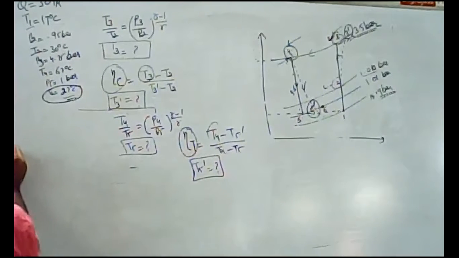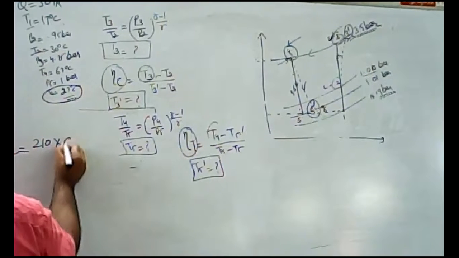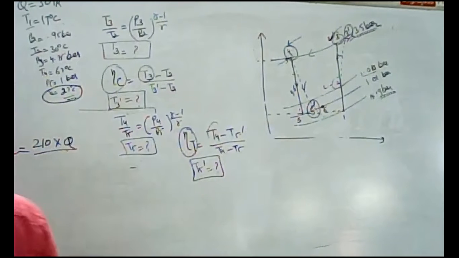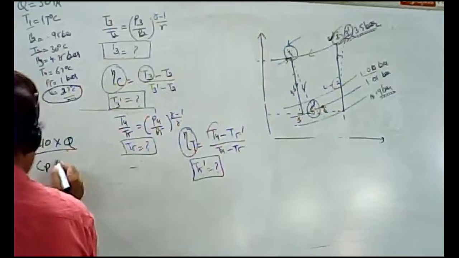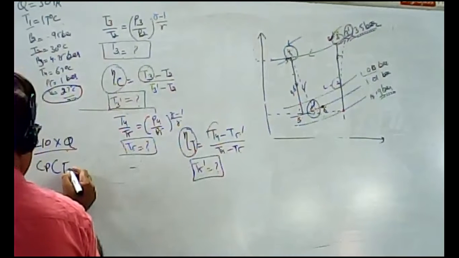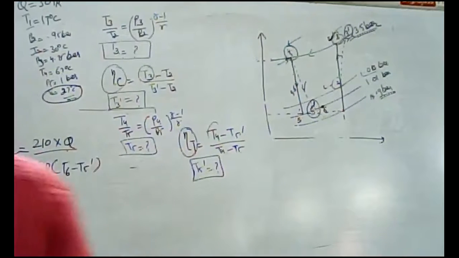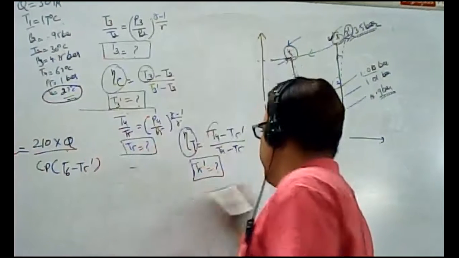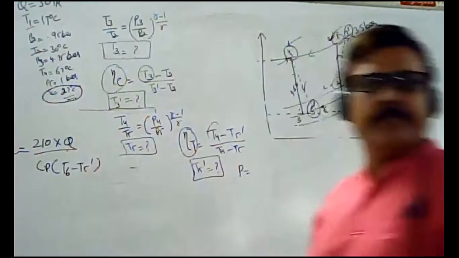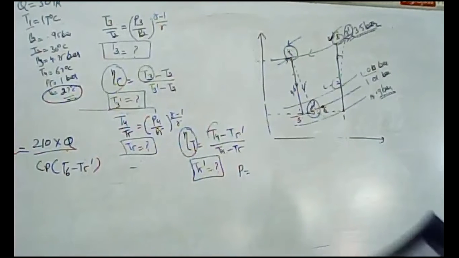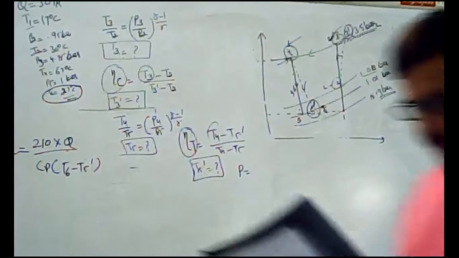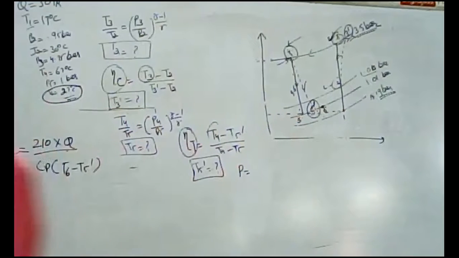Now you have to calculate the value of mass of air. So what will be the formula? Mass of air equals 210 into Q divided by Cp into T6 minus T5 dash. Very good. And what will be the value of power?